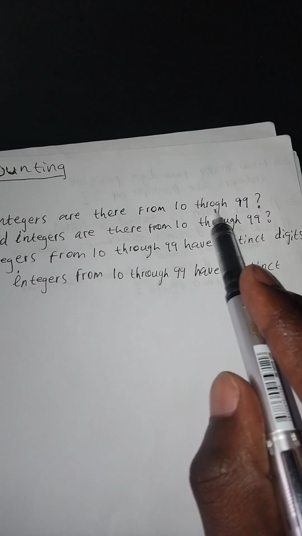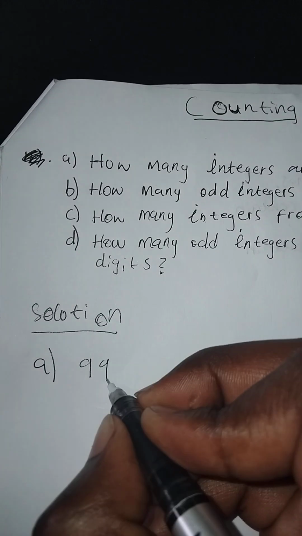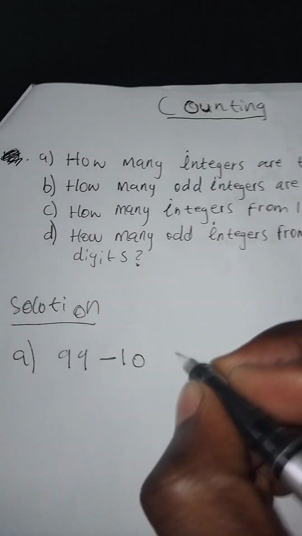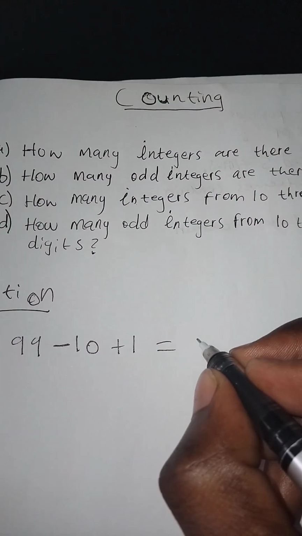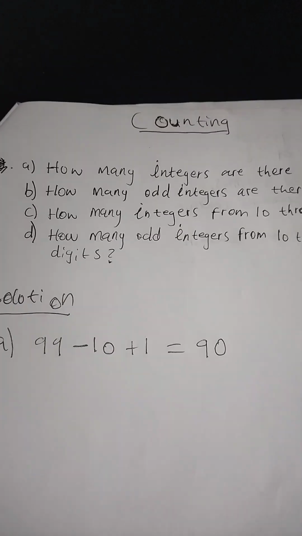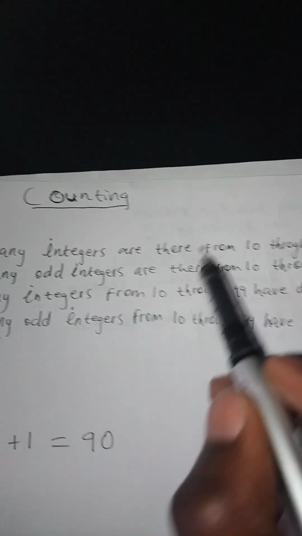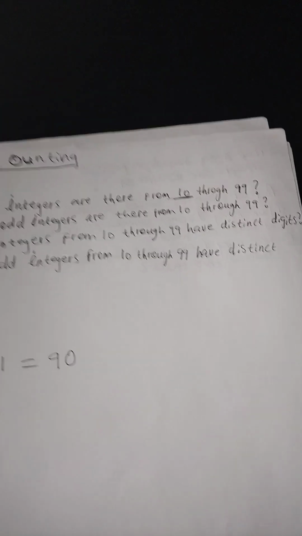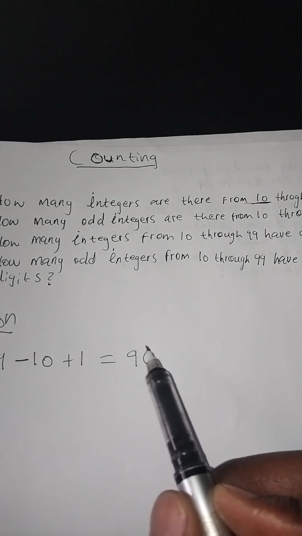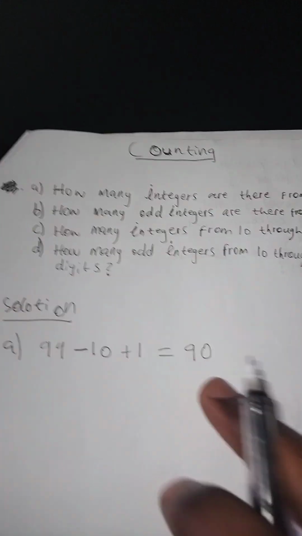So in A, I entered how many integers are there from 10 through 99. We're going to say 99 minus 10 plus 1. Then that will give us 90. The reason we are saying 99 minus 10 then plus 1 is because we are starting from 10, so 10 is being counted as well. If you count from 10 up to 99, you'll see that you are counting 90 times. That is the whole idea of how you answer the first question.